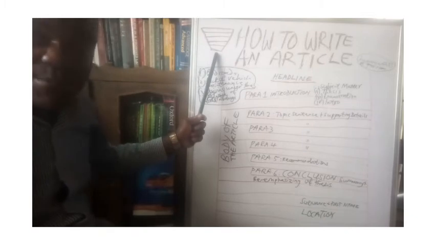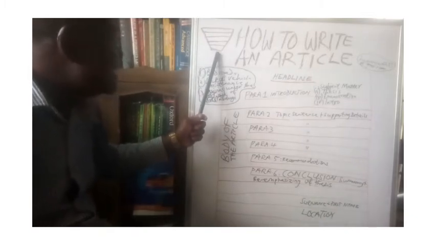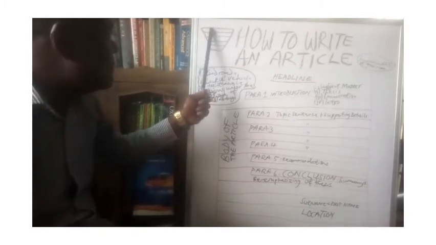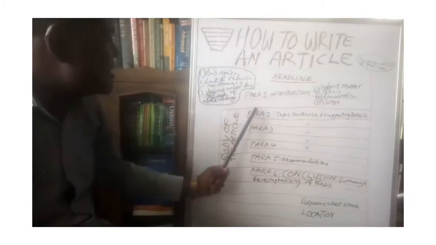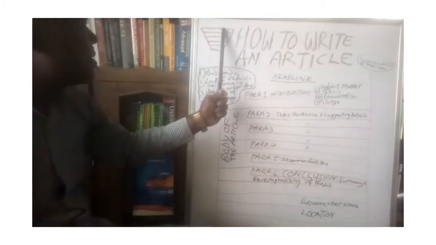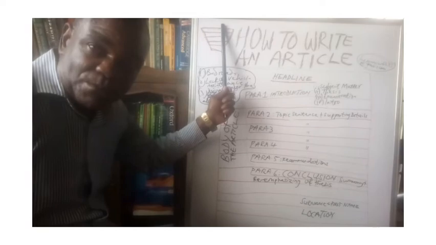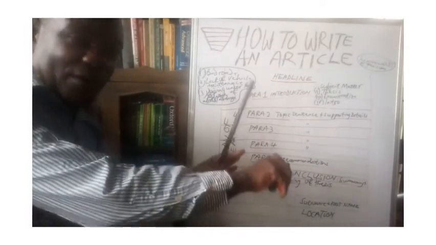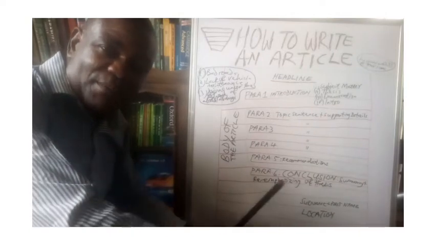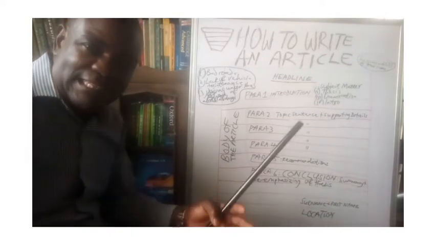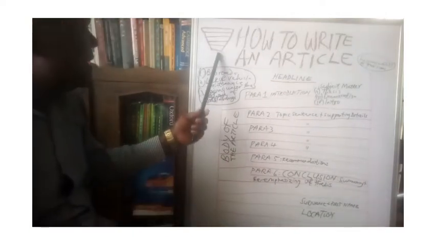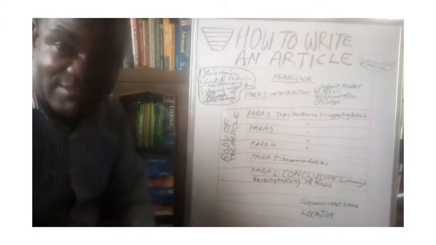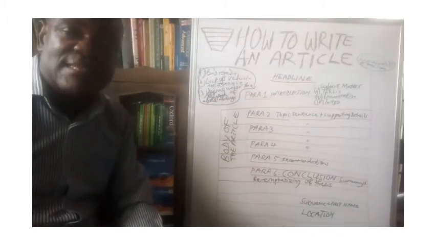The inverted pyramid, this is an inverted pyramid. And what it means is that the first paragraph, which is the introduction here, should contain more information, so that as you go down, the other paragraphs will be less and less and less. You know, that's the way journalists write.